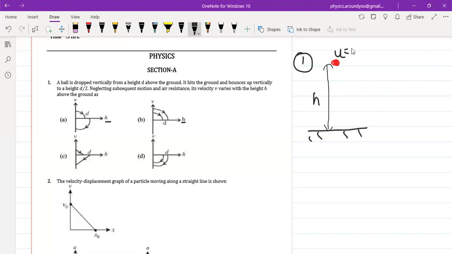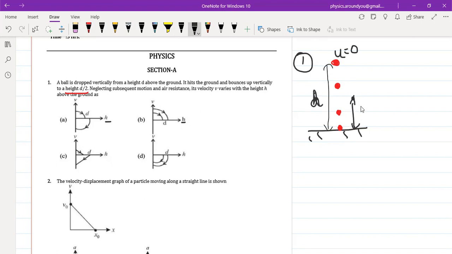So the initial speed is 0. The ball, as it is dropped, as I trace its journey forward in time, of course, it will gain speed, it will fall on the ground. After hitting the ground, the second phase of journey begins where it bounces back to a height of d by 2. So, any tennis ball, other ball, or any golf ball, whatever ball you bounce on the floor, it will definitely raise up to some height. That height would be d by 2.